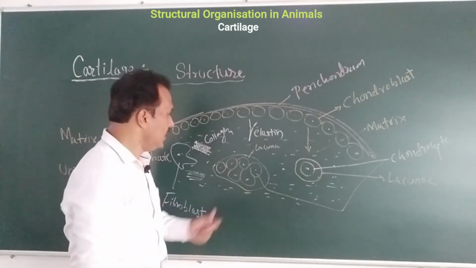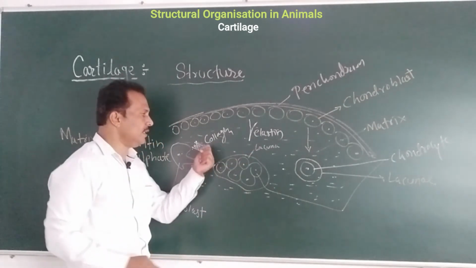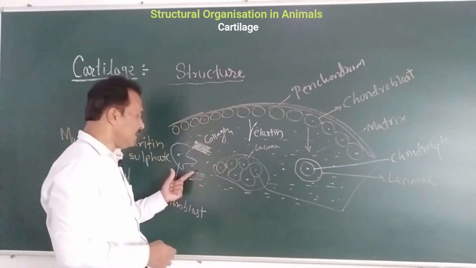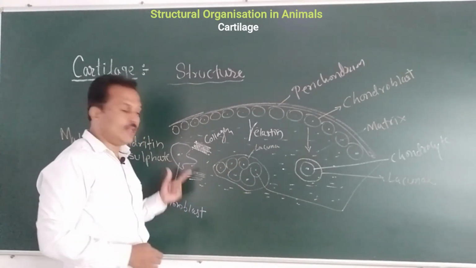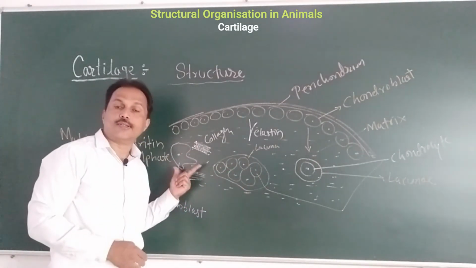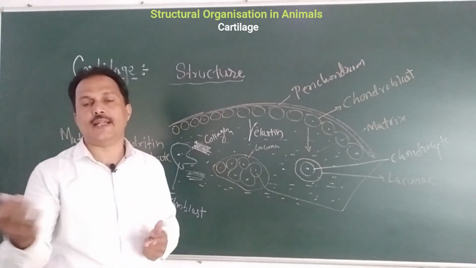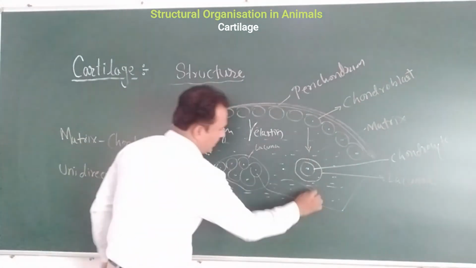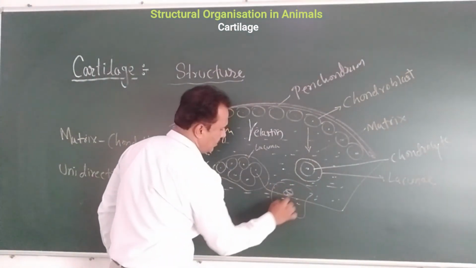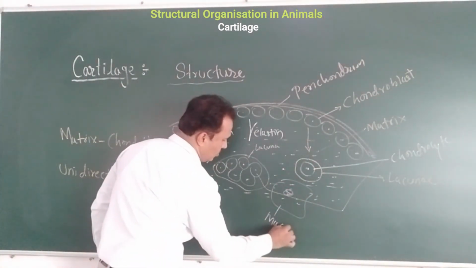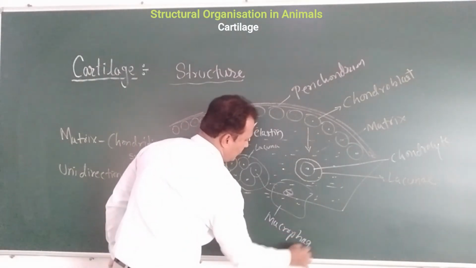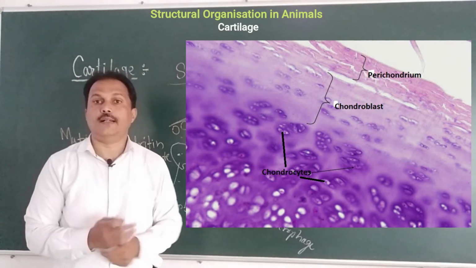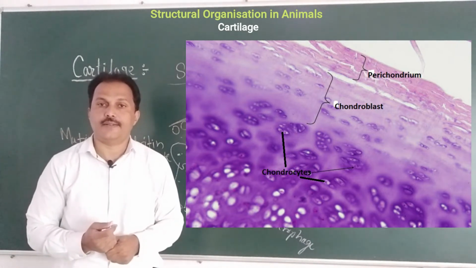Apart from this, in the matrix you will find collagen fibers or elastin fibers and the fiber secreting cell, the fibroblast. Sometimes you may get macrophages, which are also present in this structure. This is a big cell, the macrophage. So this is the structure of cartilage. I hope the structure is very much clear.